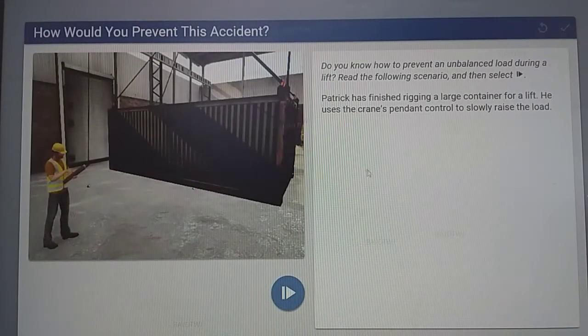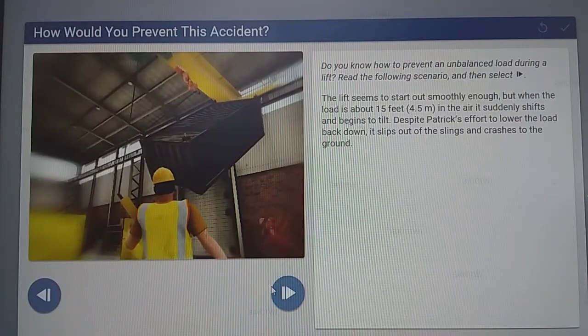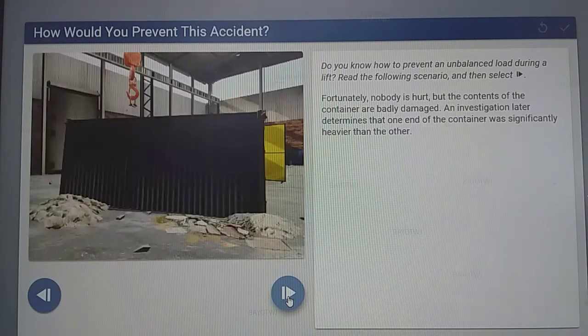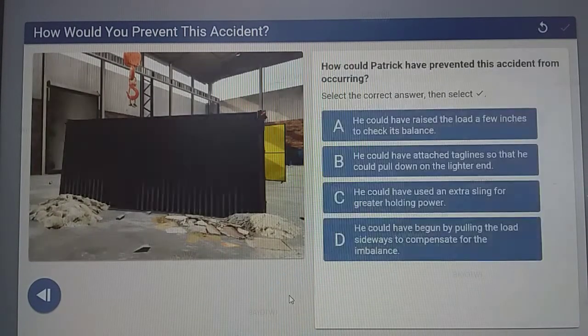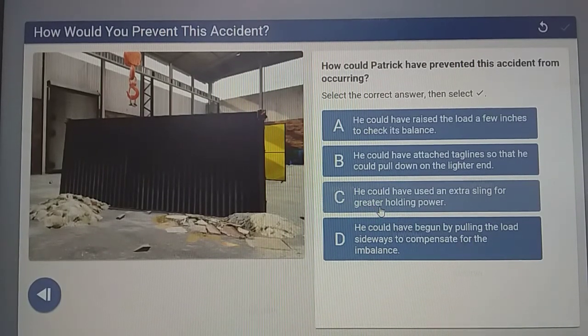Do you know how to prevent an unbalanced load during a lift? Read the following scenario and then select continue. How could Patrick have prevented this accident from occurring? Select the correct answer.